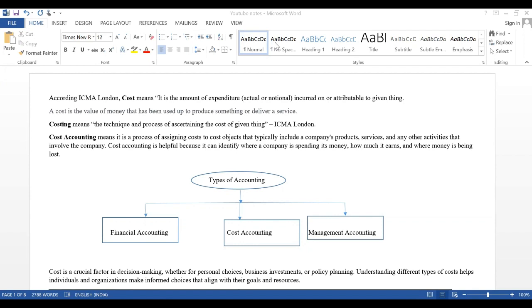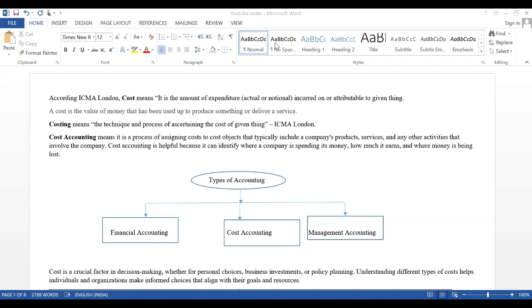So now we have to understand costing, right? Costing is a process. It's a process, where the steps are included: how to ascertain the cost, what are the types, and everything. That is costing. How to ascertain the cost, the technique or the process, is called costing.